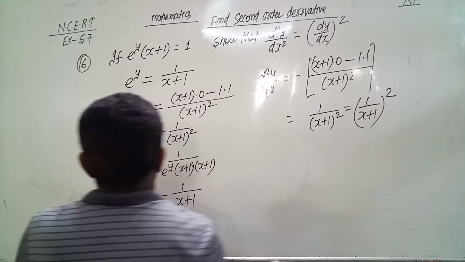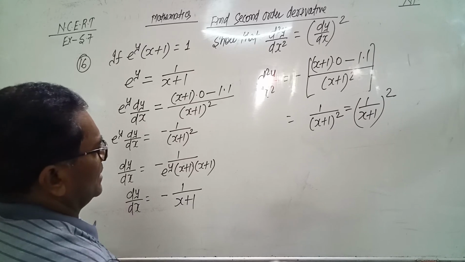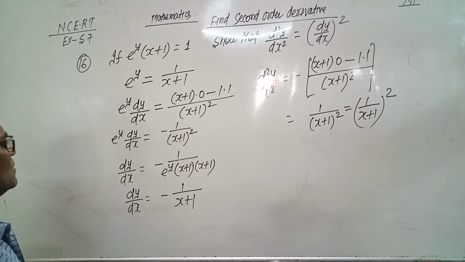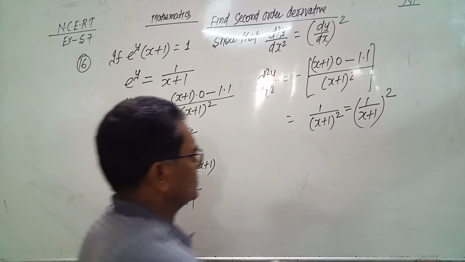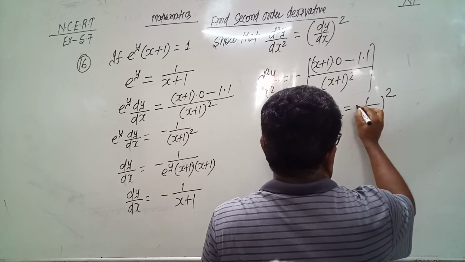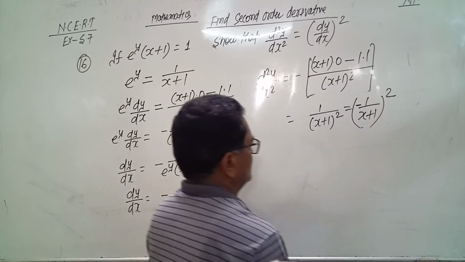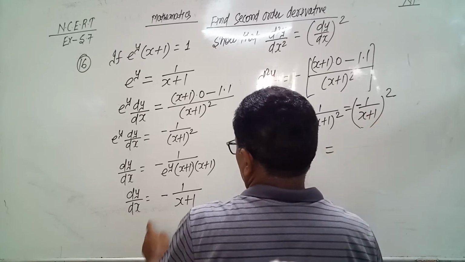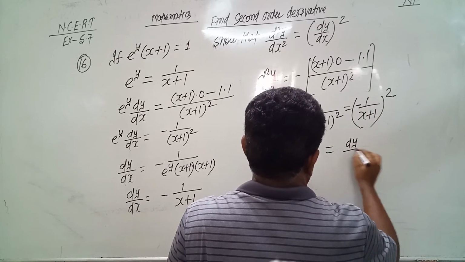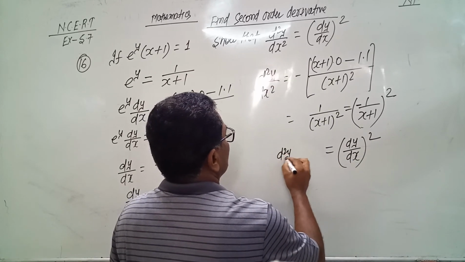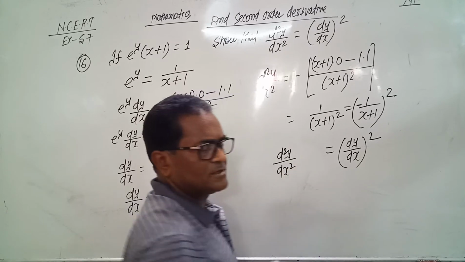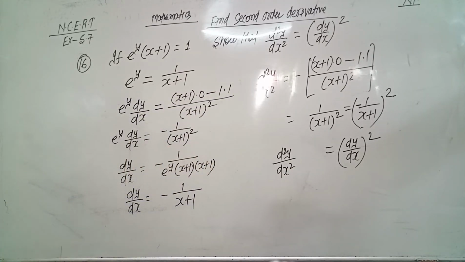The value of dy by dx is minus 1 upon x plus 1 the whole square. So we can write this as minus 1 by x plus 1 the whole square, and instead of this we can write dy by dx the whole square. So we get the result d2y by dx square is equal to dy by dx the whole square.